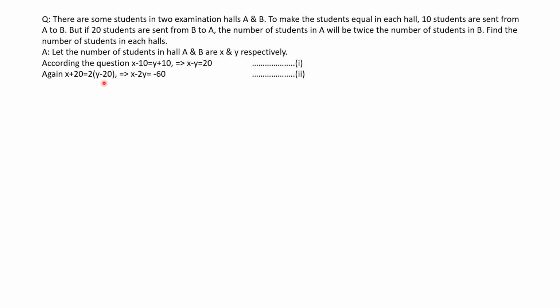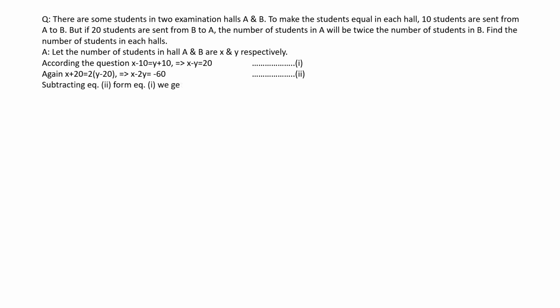As the question states that the number of students in A will be 2 times that of B, so x plus 20 is 2 whole into y minus 20. Or this shows x minus 2y equals to minus 16. Let this be the second equation.